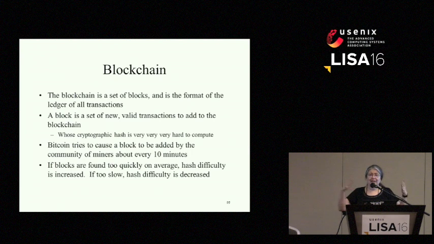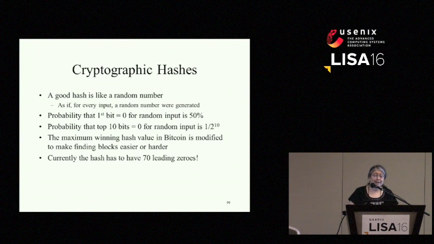So Bitcoin tries to make sure that a new block will be found about every 10 minutes. If it's found too soon, more than every 10 minutes, they make the hash harder to compute. And if it's too hard, the hash is made less hard to compute. So the hash difficulty is adjusted so that there'll be a block about every 10 minutes.